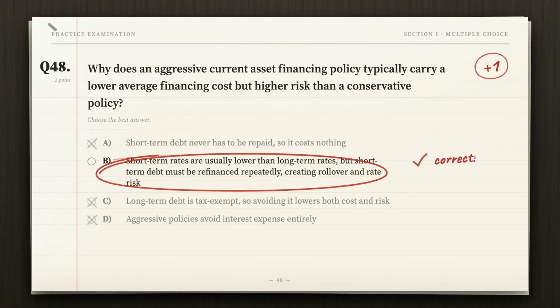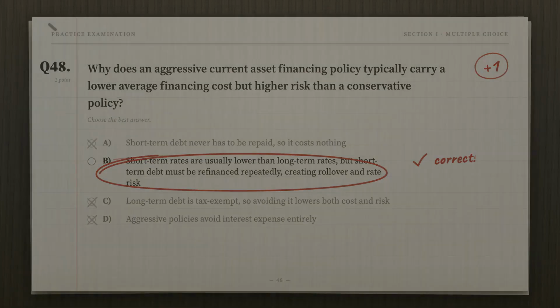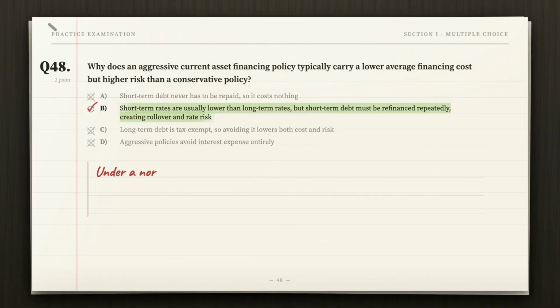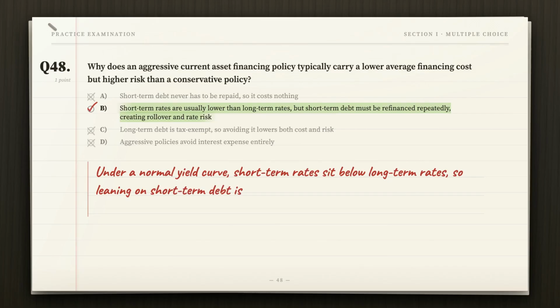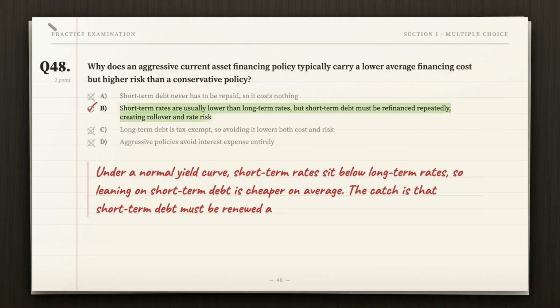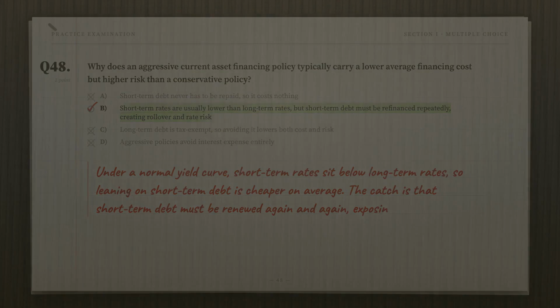The correct answer is B. Short-term rates are usually lower than long-term rates, but short-term debt must be refinanced repeatedly, creating rollover and rate risk. B is correct because under a normal yield curve, short-term rates sit below long-term rates, so leaning on short-term debt is cheaper on average. The catch is that short-term debt must be renewed again and again, exposing the borrower to refusal or repricing, which is the added risk.